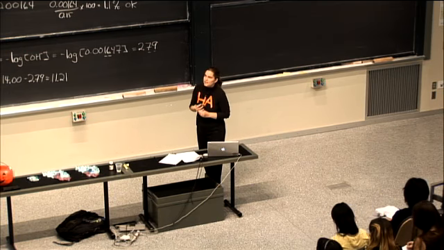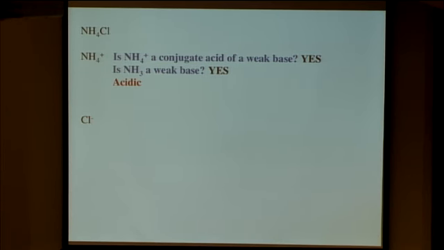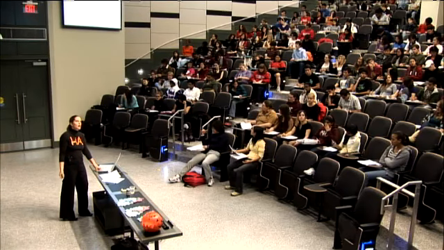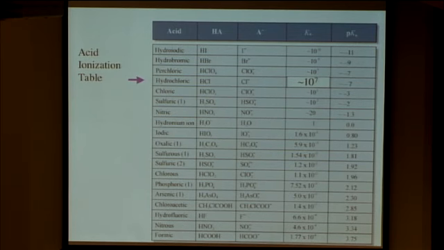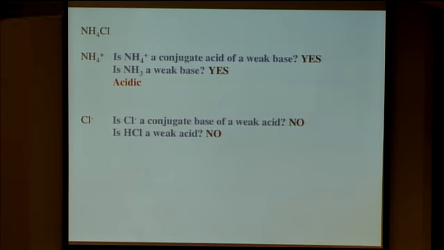What about Cl minus? Do you think it's going to do anything useful for you? Where do you think Cl minus came from? From HCl. So we could ask again, is Cl minus a conjugate base of a weak acid? The acid is HCl. Is that a weak acid? No. So we could look it up if you didn't remember it. 10 to the 7th, definitely not weak, very, very strong acid. And if something is a strong acid, its conjugate is ineffective as a base. So Cl minus is ineffective as a base, so it's going to be neutral here.